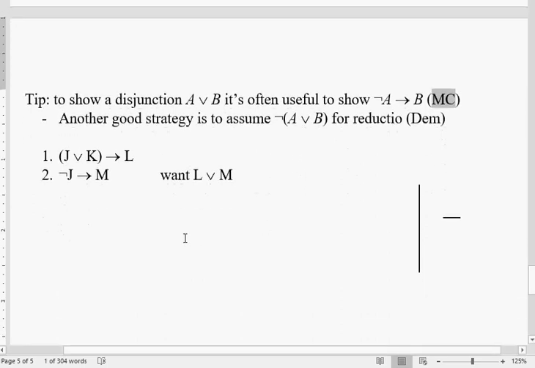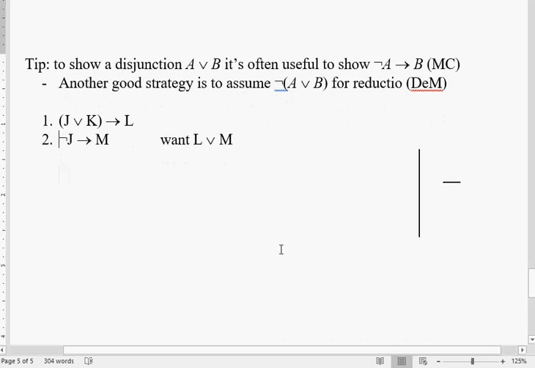Okay. So another good strategy, by the way, is to assume the opposite of what you want to prove. You could always assume not (A or B) for reductio, and not (A or B) is a statement that you could use the De Morgan's rule on, and then break that up. I'm going to use, though, the strategy of wanting L or M in this case. So I'm going to assume in this case not L and try to prove M. Okay, we'll do it that way.